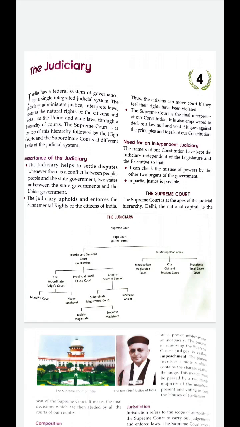So, the judiciary helps to settle disputes whenever there is a conflict between people or between the people and the state government, between the two states or between the state government and the union government. So whenever there is a conflict between the people or between the states, what the judiciary does first is solve the conflict, or we can say settle the dispute between them.